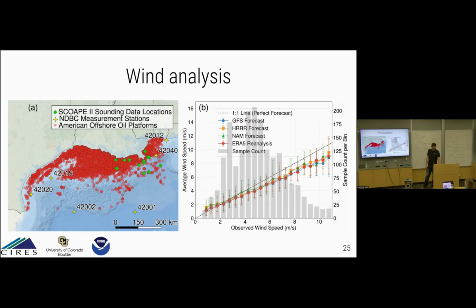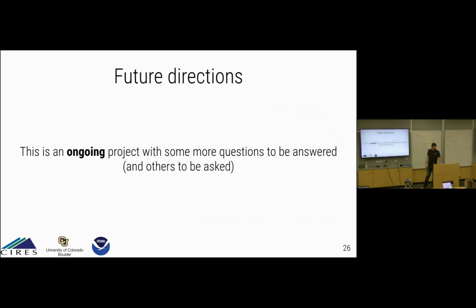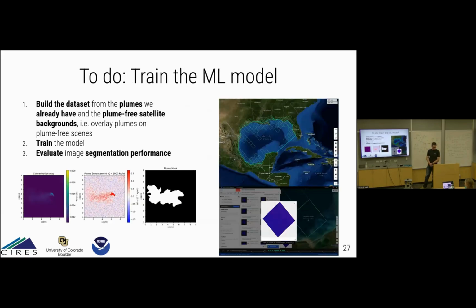I'm going to wrap this up and talk about some future directions, because this is an ongoing project with more questions, with some questions to be answered and even more others to be asked. So my next step is training the machine learning model. I've done this for a couple of those offshore observations from a single satellite instrument. What I want to do is write a scraper that will automatically download good enough images.